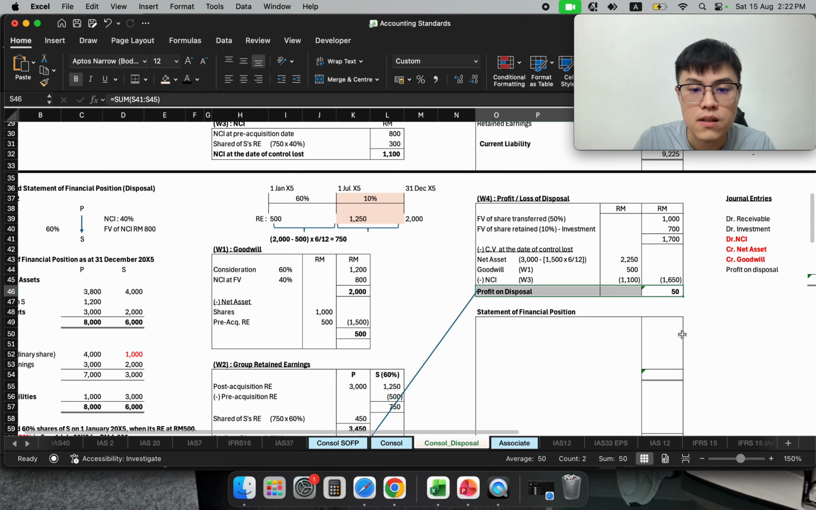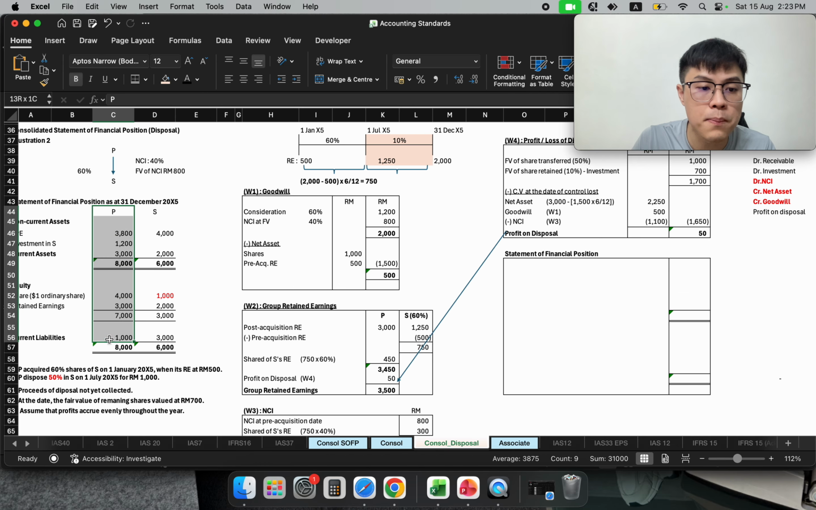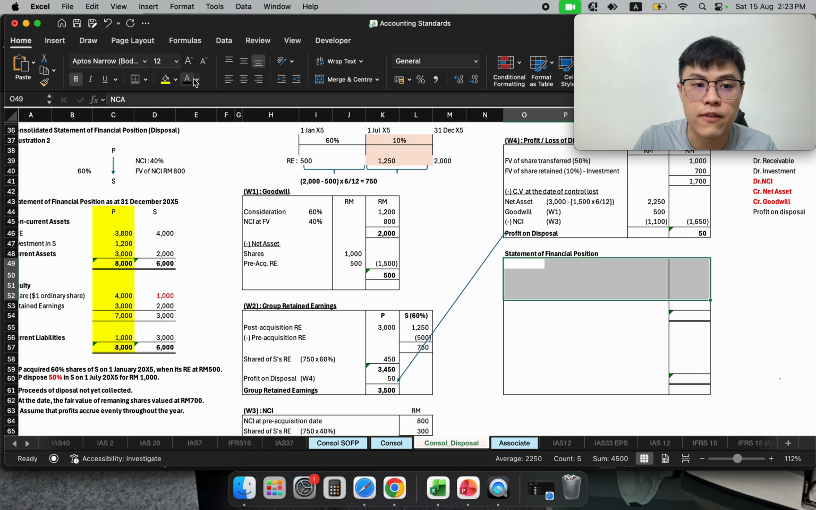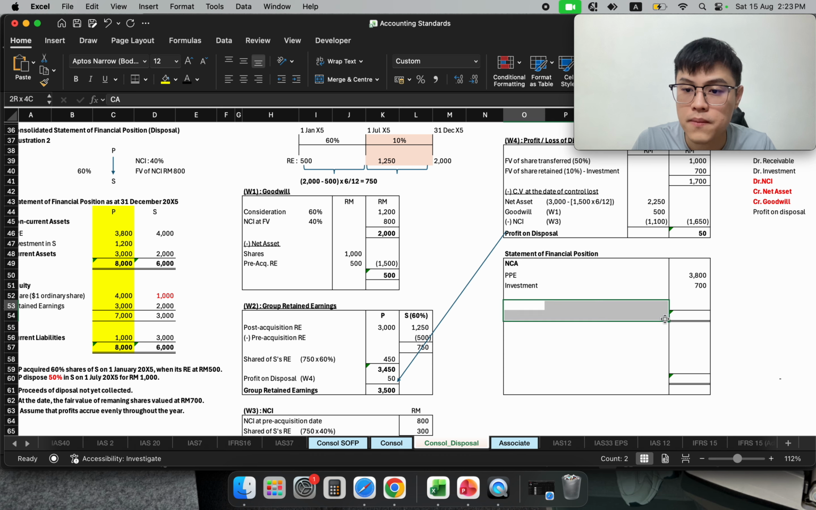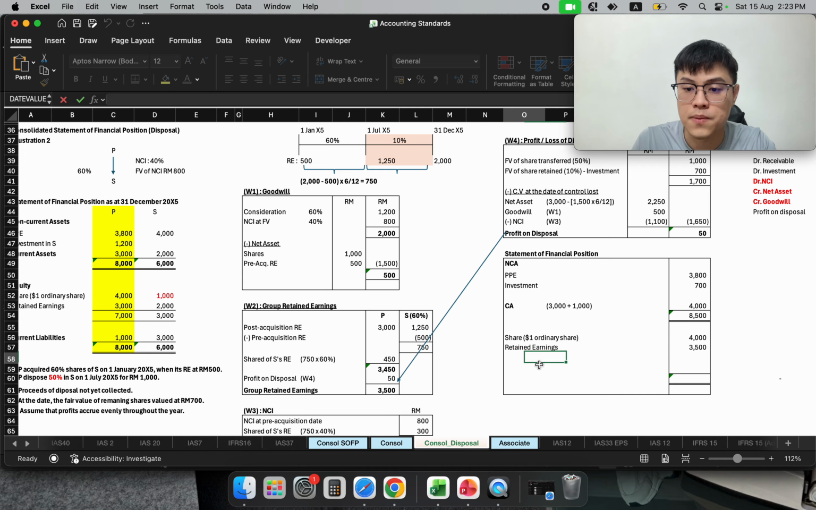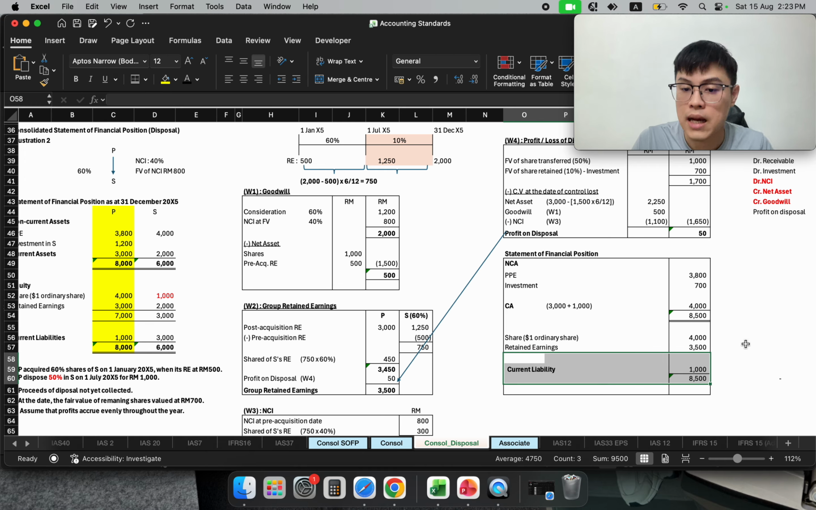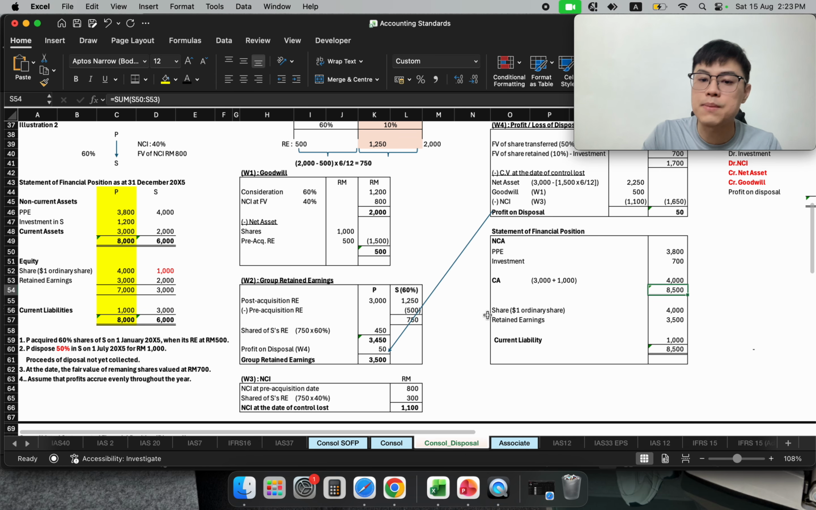And after this, for the statement of financial position, what are we going to do? We will recognize only P, S or FP amount. So we start off with their PPE and recognize the investment value, IFRS 9 investment, and current asset, 3,000 plus the 1,000 not yet collected. Your equity and your group retained earning. And subsequently, that will be your current liability. And you will balance. So I would say illustration 1 and illustration 2 are highly similar.